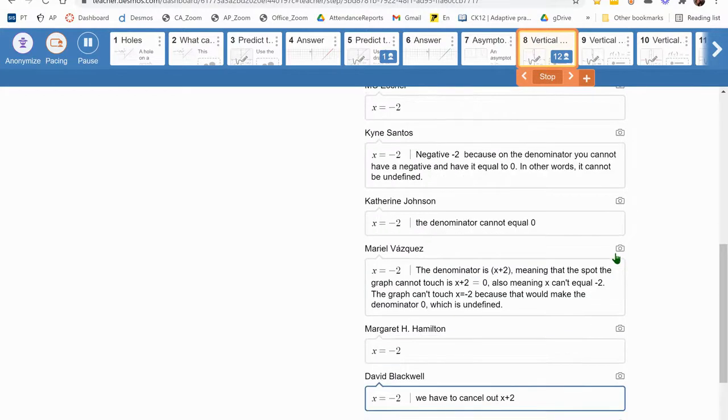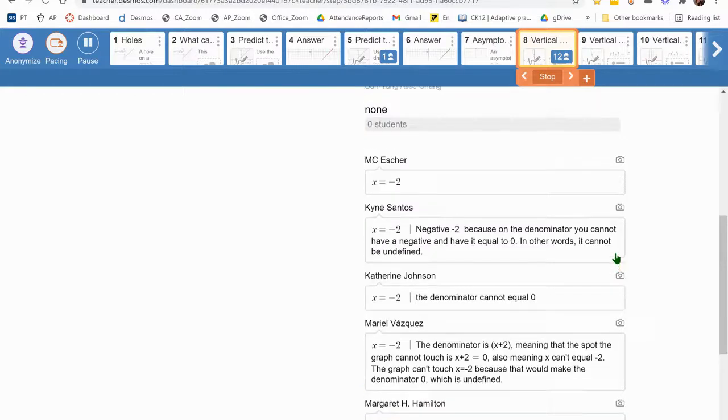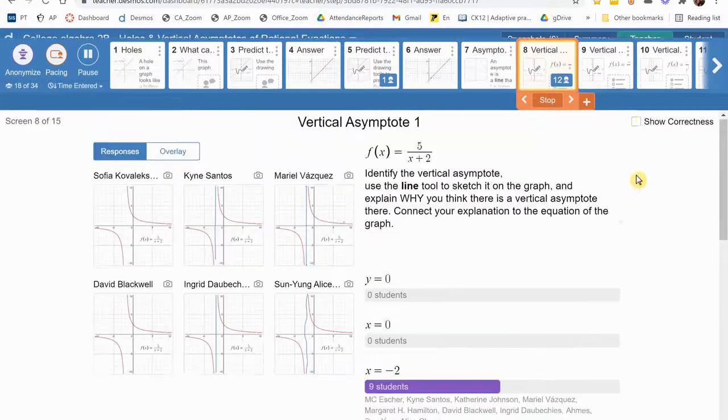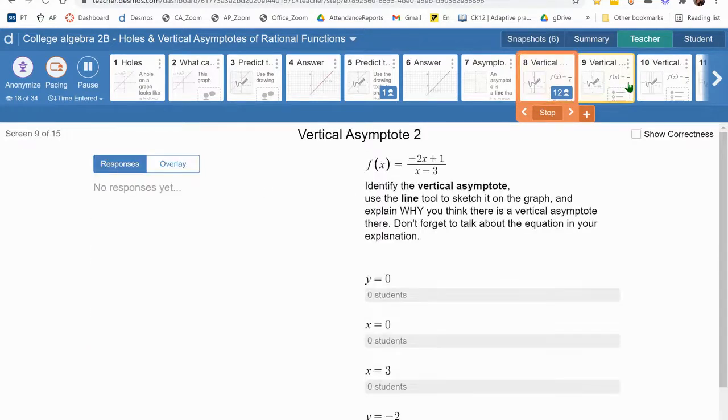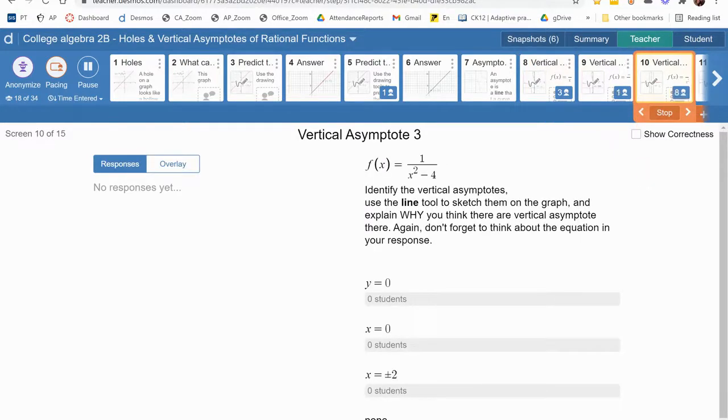Good. Excellent. I like it. I'm going to swoop you forward one. Actually, I'm swooping you forward 2 because this next one I know has an error in it. So we're going to go to slide 10.